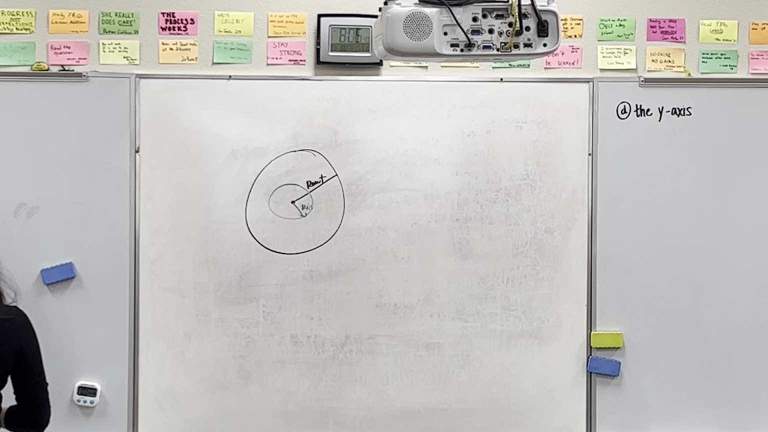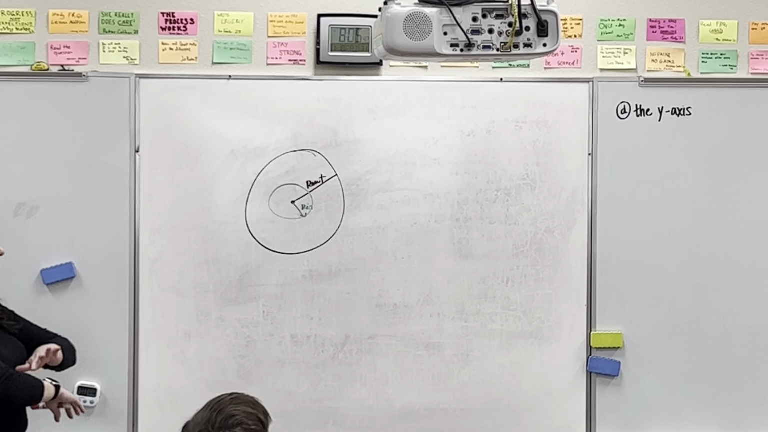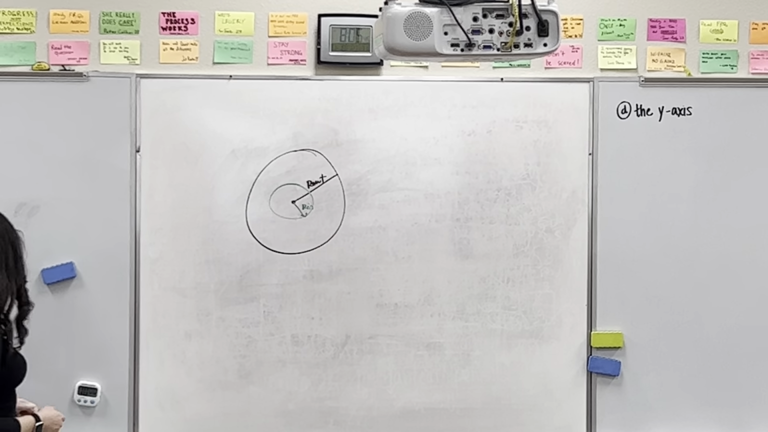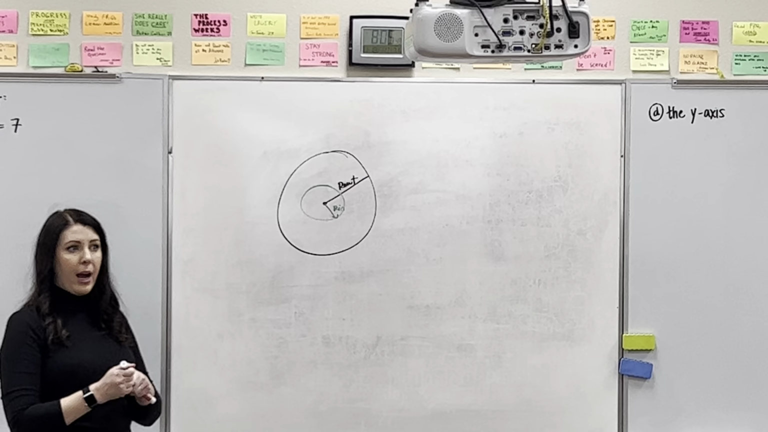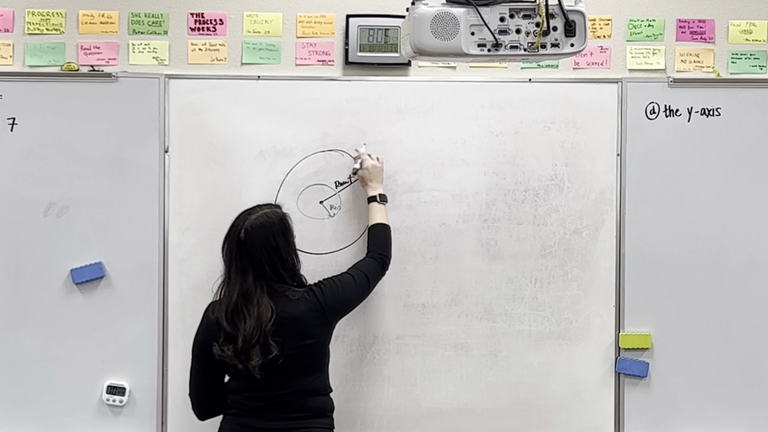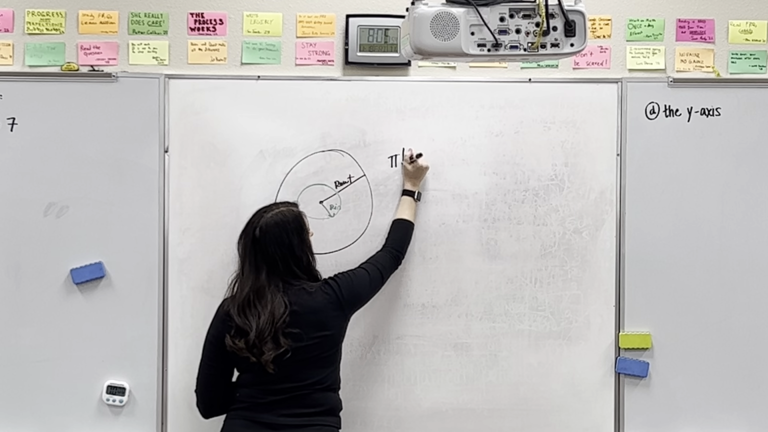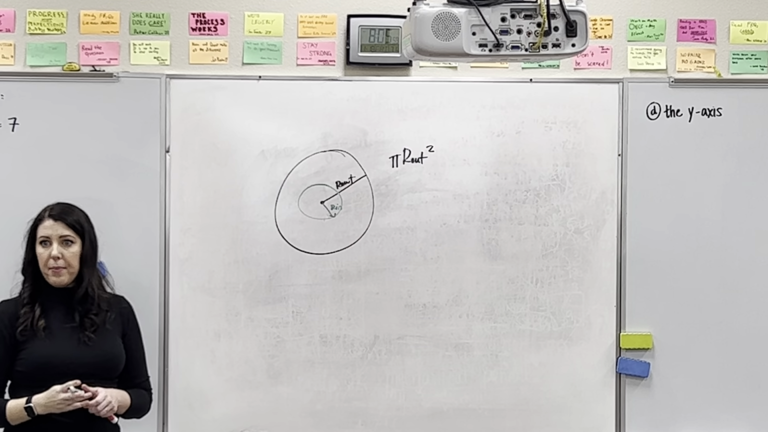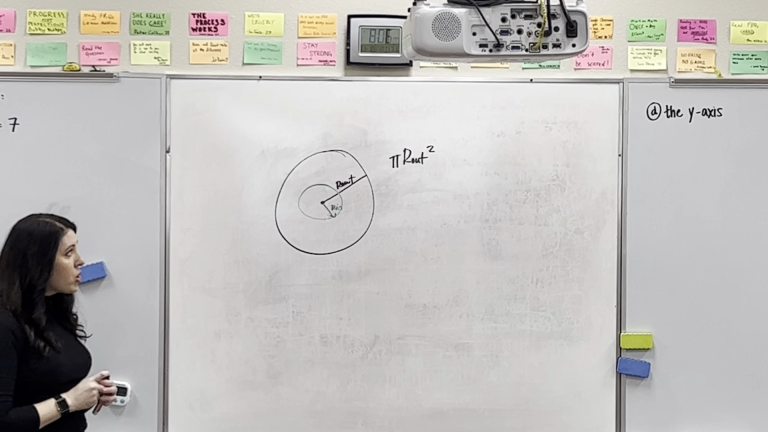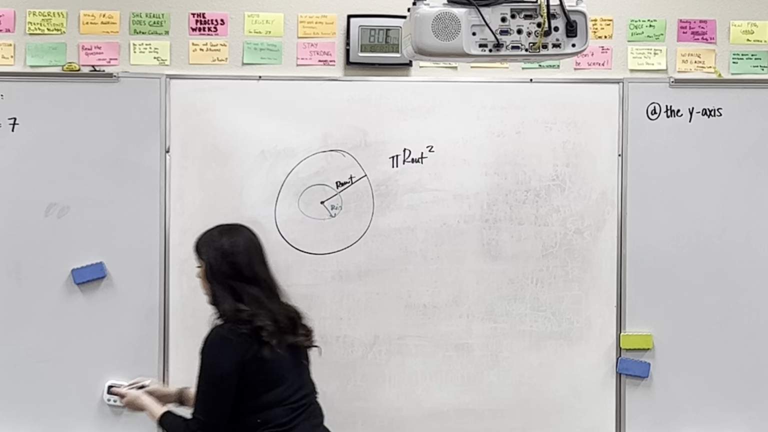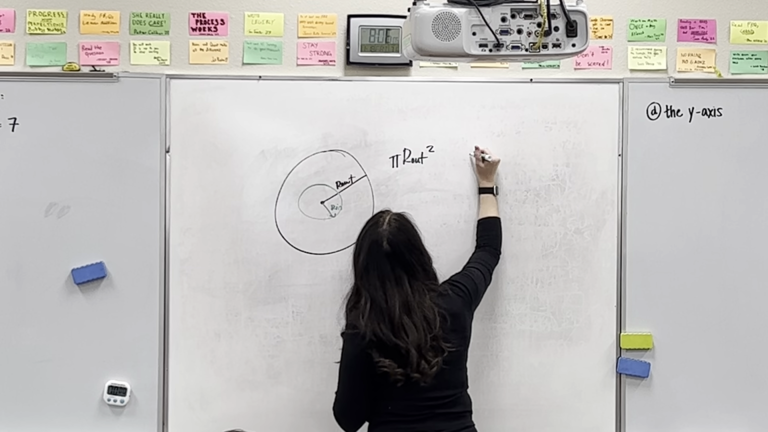If I wanted you to find the area of the big circle, knowing that the radius is called r out, what would be the area of the big circle? Pi r squared. So the area of the black circle would be pi r out squared. Everybody okay with that? The area of the green circle would be what? Pi r in squared. So we would be doing pi r in squared.